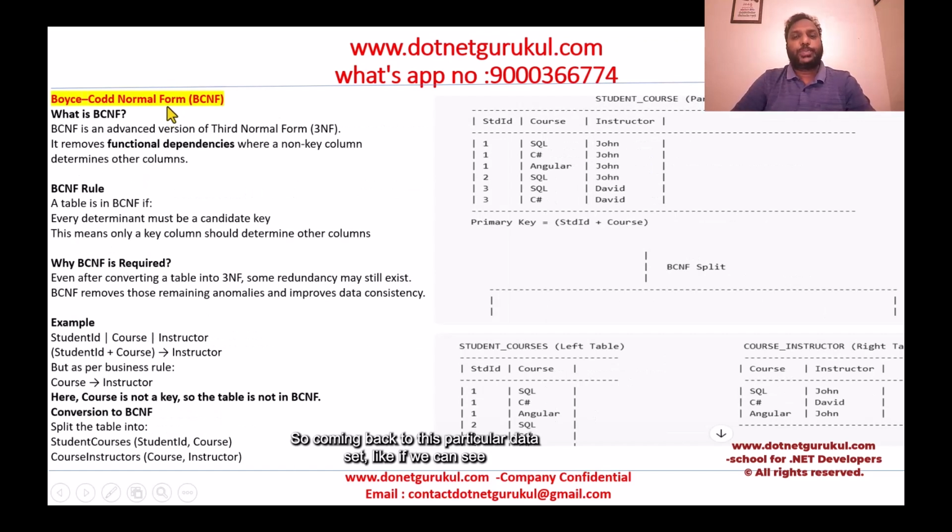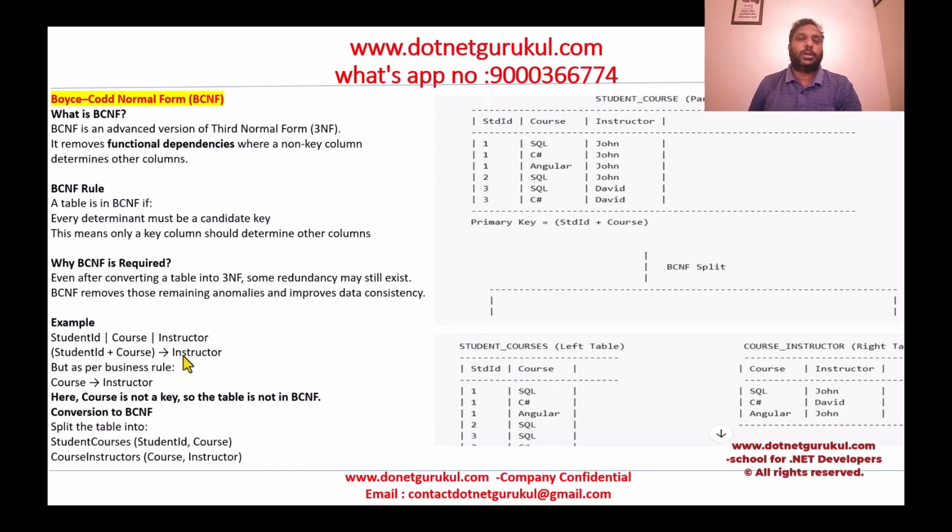Coming back to this data set, if you can see the student courses, student ID and the course are the composite primary key which defines the instructor. Here, student ID and the course, the composite primary key, determine the instructor. This looks correct, but with respect to the business rules, it doesn't suit the real-world demonstration.